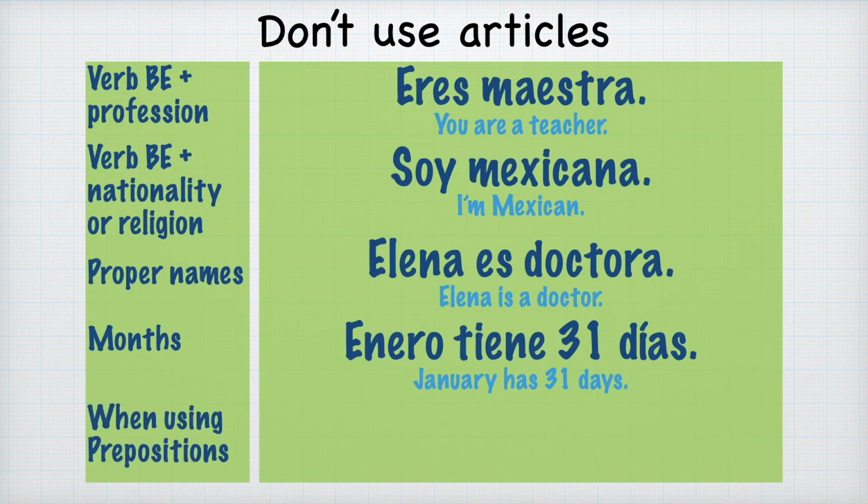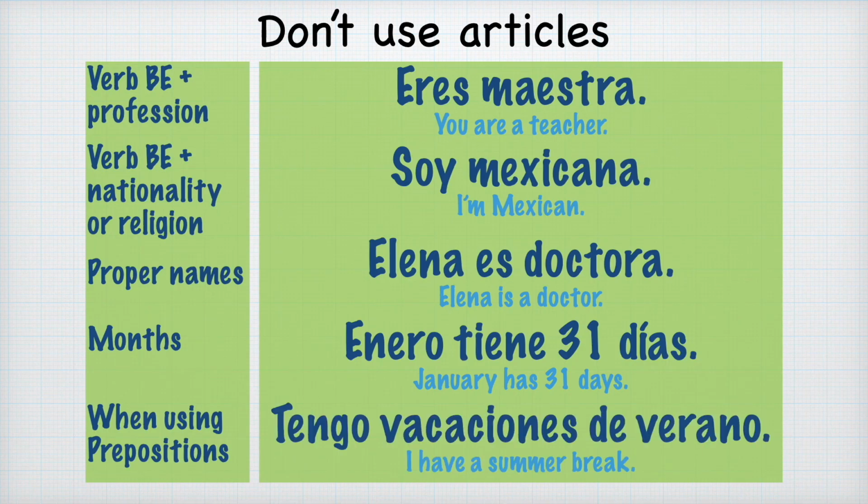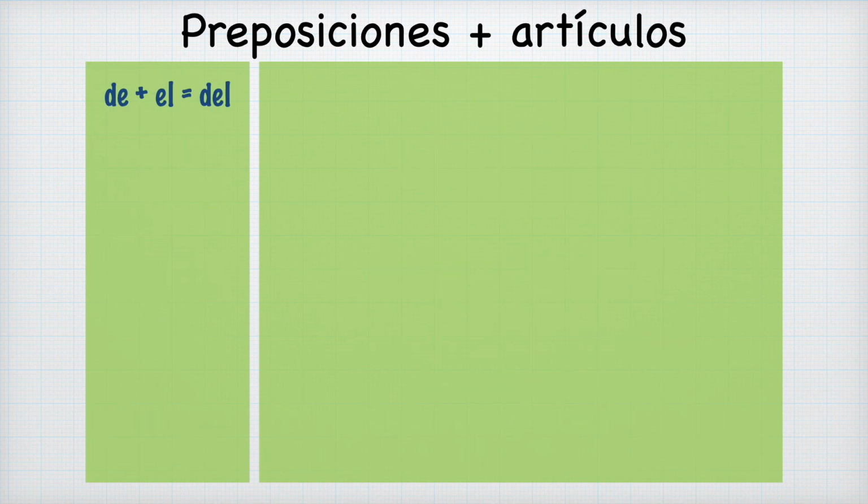And we don't mix them when using prepositions. Tengo vacaciones de verano. I have a summer break. So I know I say not to use the articles with the prepositions, but there are exceptions, just like in English. When you have the preposition de plus the article el, it's going to become shortened. It's kind of like a contraction, and it becomes del.